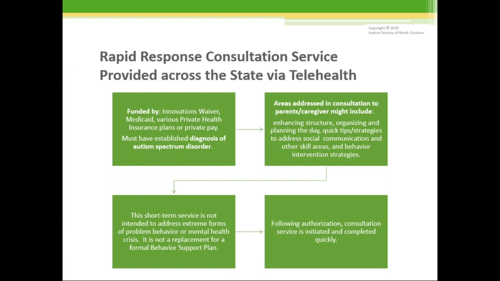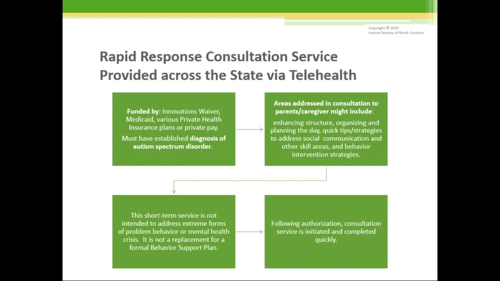And we're already doing this right now. These funding sources are already happening. We're already accessing these. Also, for some of you, your private health insurance plans might fund this service. Of course, your child or adult has to have an established diagnosis of autism in order for us to provide the service. I just wanted to say that the service is intended to address a variety of areas.